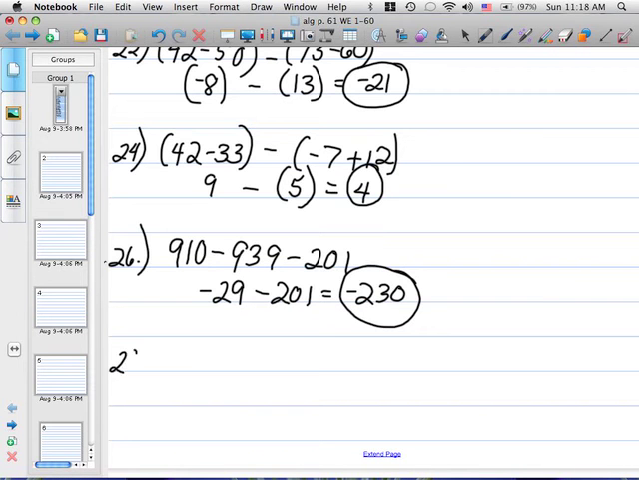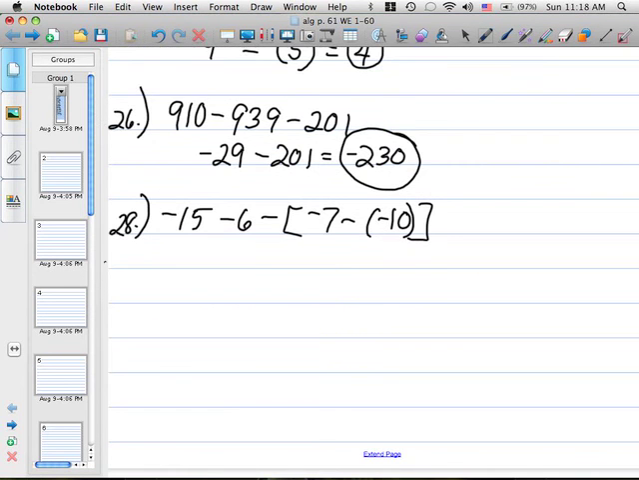Number 26: 910 minus 939 minus 201. Using your order of operations, subtraction from left to right, 910 minus 939. That's a positive 910 and a negative 939, so I get negative 29. And bring down the minus 201. So I have negative 29 and a negative 201, which is negative 230. Again, I'm not changing them to addition.